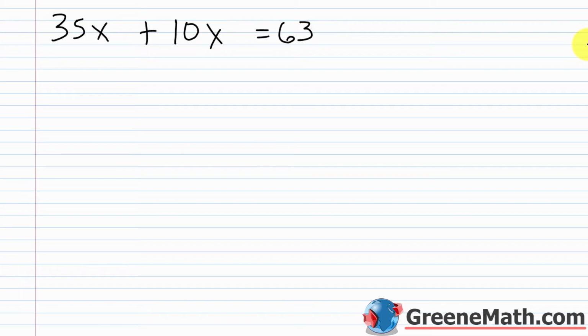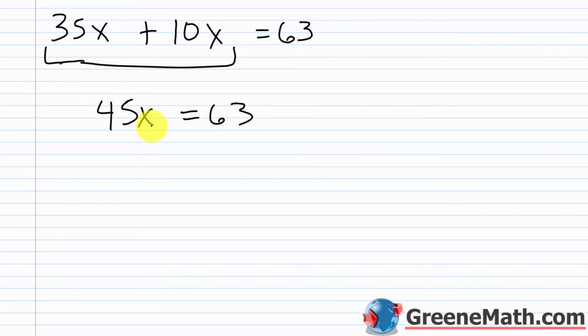So now I have an equation that's clear of fractions, and the solution is going to be the same as if I had just worked with the fractions. So I would start out by just combining like terms. 35x plus 10x is 45x, and this equals 63. Now to get x by itself, I divide both sides of the equation by the coefficient of x, which is 45.